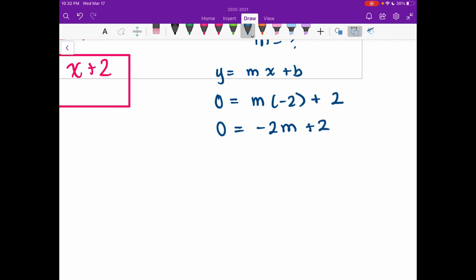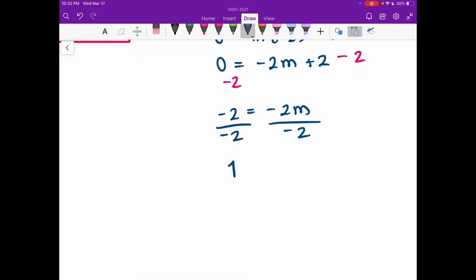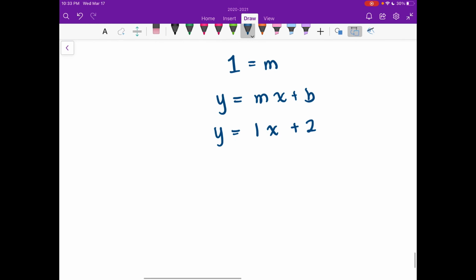Move the 2 to the other side to get rid of it. 0 minus 2 is just negative 2, so negative 2m. To get the m by itself, we're just going to divide each side by negative 2, so I know that m is going to be 1. And then I say the same thing, y equals mx plus b. I know my m is 1, x plus, I know my 2 is my b, so y equals x plus 2.